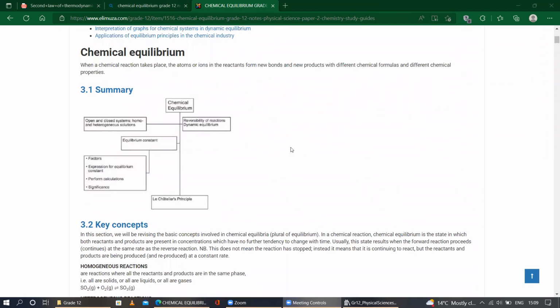Let's just go through this. At equilibrium conditions, the products are being converted to reactants, and the reactants are being converted to the products at the same time, simultaneously, at the same rate. So you understand that part? Yes, sir. Okay.